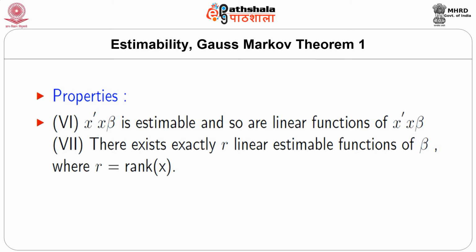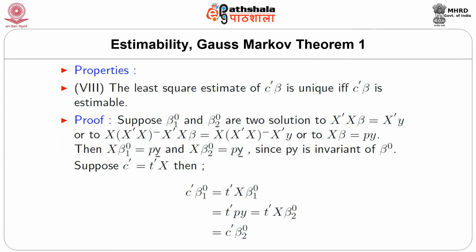So, these are linearly independent estimable functions, because remember, if you have one estimable function, multiplying that by 2 gives you another estimable function. Multiplying it by 3 gives you yet another. So, if there is one estimable function, there are infinitely many estimable functions. The point is, they are not all linearly independent. This property claims that there are R linearly independent estimable functions of beta, where R is the rank of X.